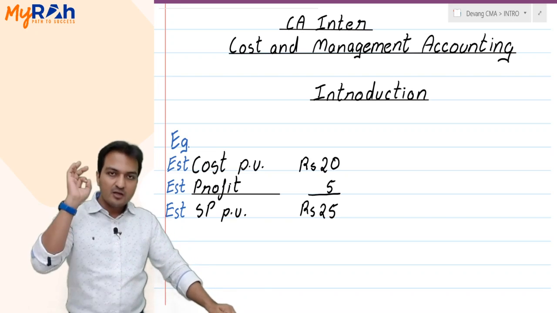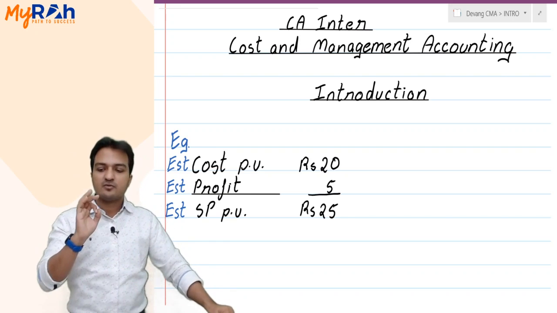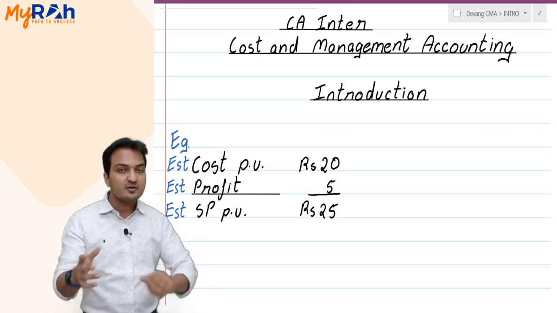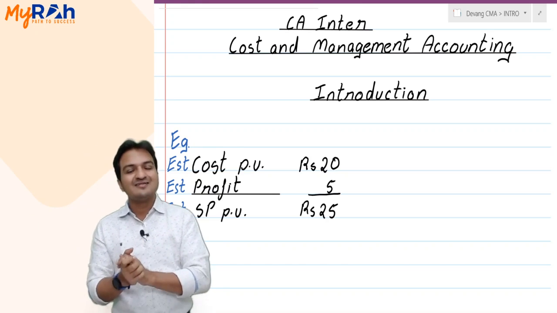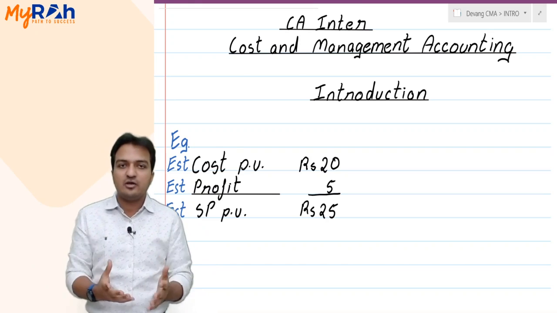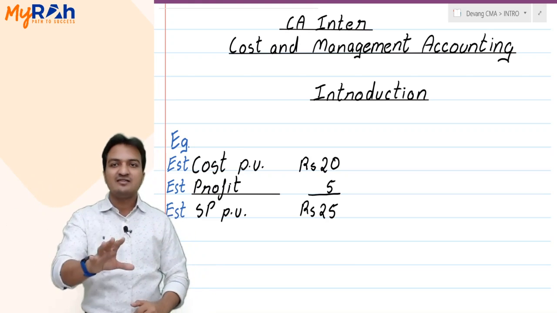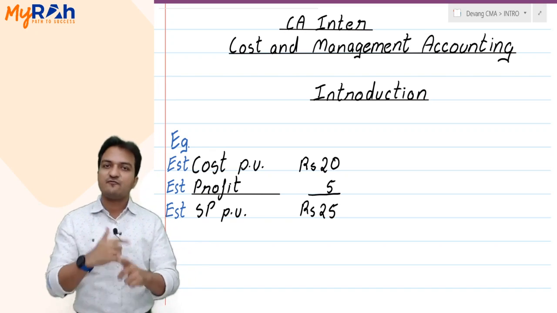Think about it. Financial accounting is for presenting things to outsiders. That is the reason why in financial accounting there are so many rules and regulations to be followed. The government has given so many rules and regulations that you have to follow while doing that financial accounting.